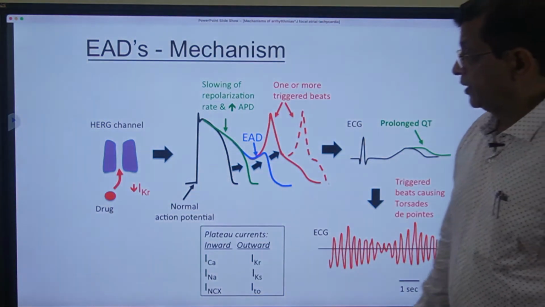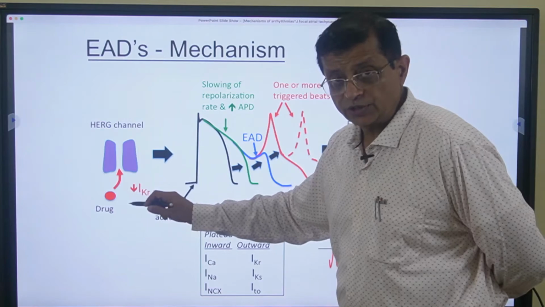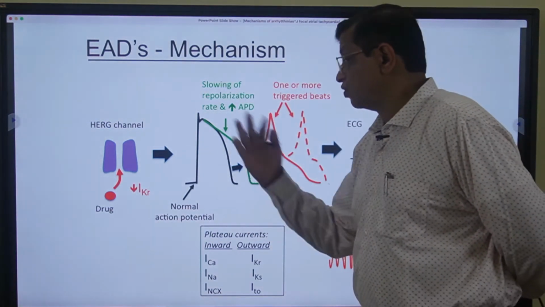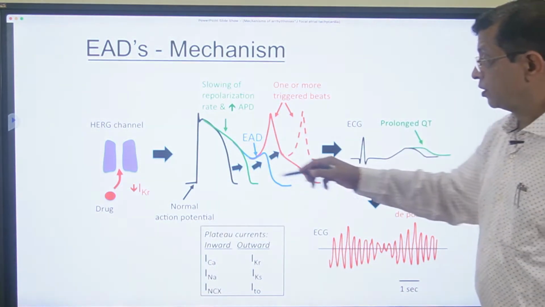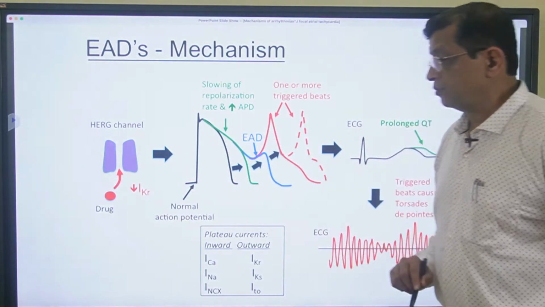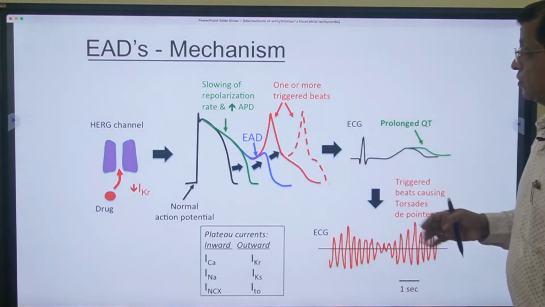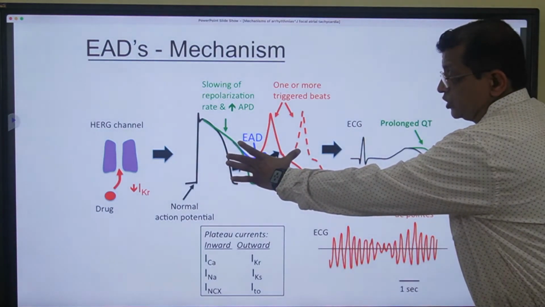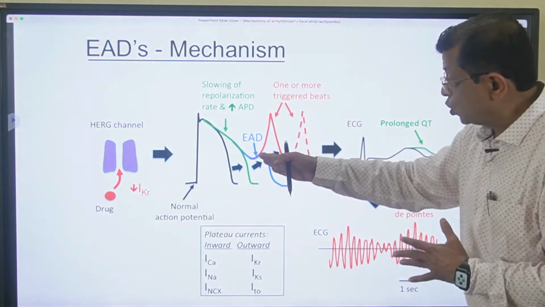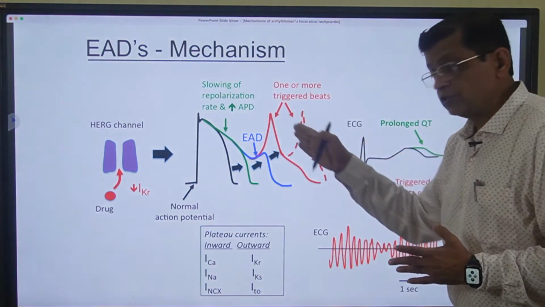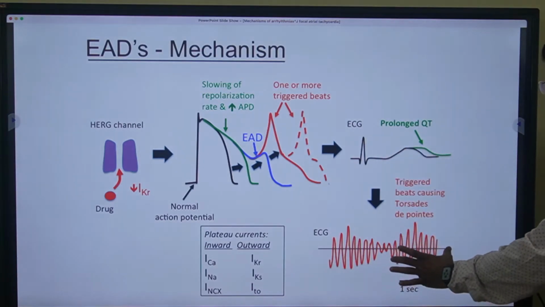For example, any drug which blocks a HERG channel blocks the efflux, the exit, of potassium. So what happens in normal phase 3, the potassium comes out, but this channel has been blocked by some drugs, for example amiodarone, potassium channel blocking drugs, and what happens? The action potential duration is prolonged and the calcium channel is continuously pumping calcium inside, so it can cause a depolarization before the repolarization is complete. In ECG it can look like a prolonged QT which can later give rise to torsade.